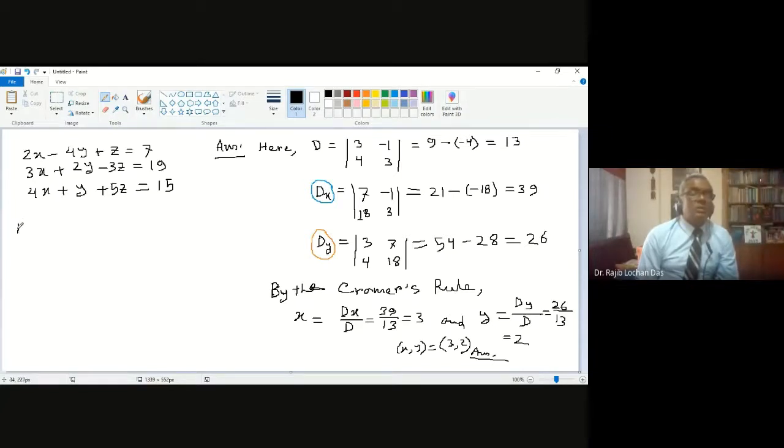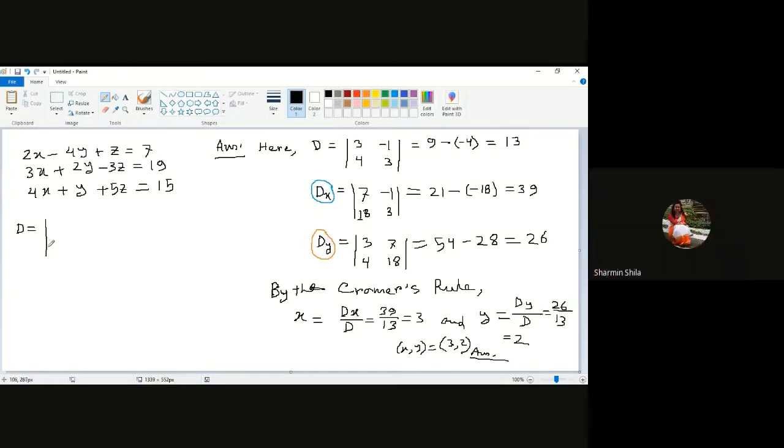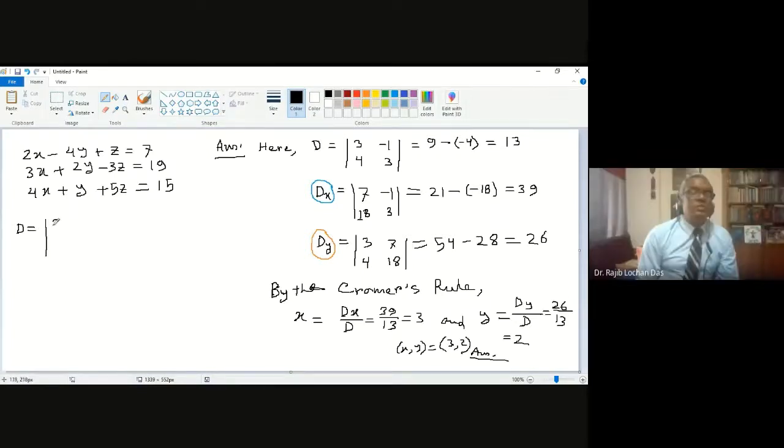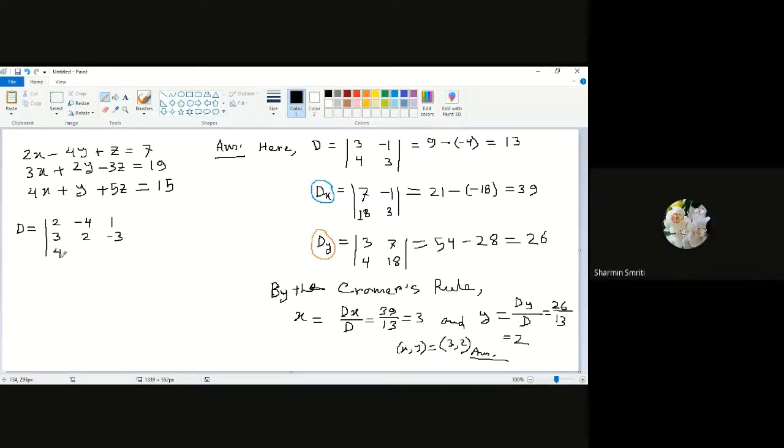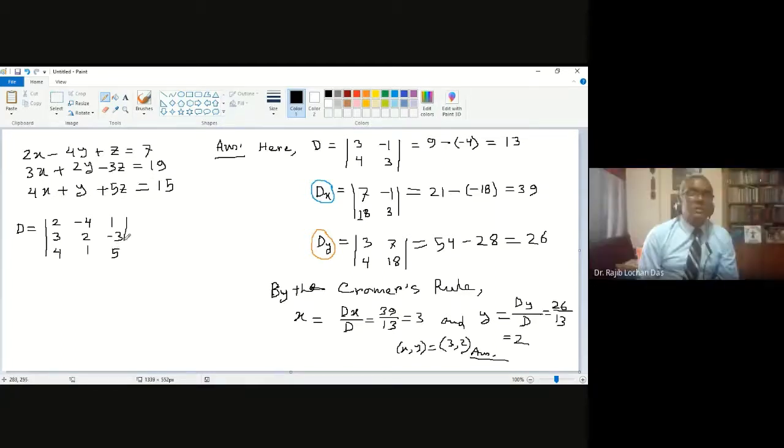So how you will write your D? What will be your D? D will be 2, minus 4, 1; 3, minus 2, minus 3; 4, 1, 5. Okay. So this is the D. And you will find out the value. Okay, that is a different thing.